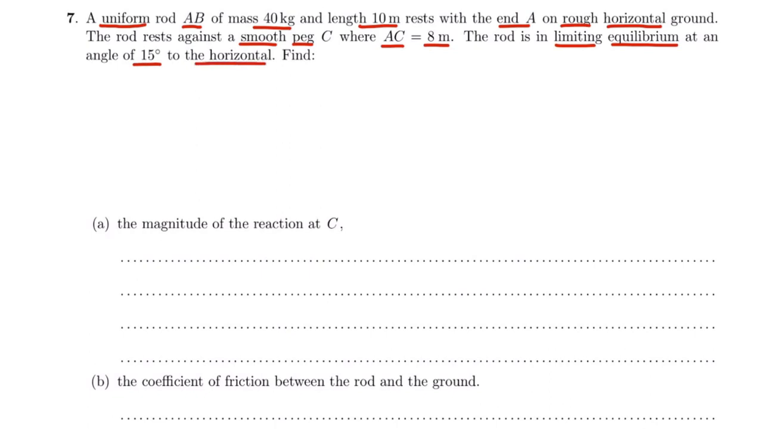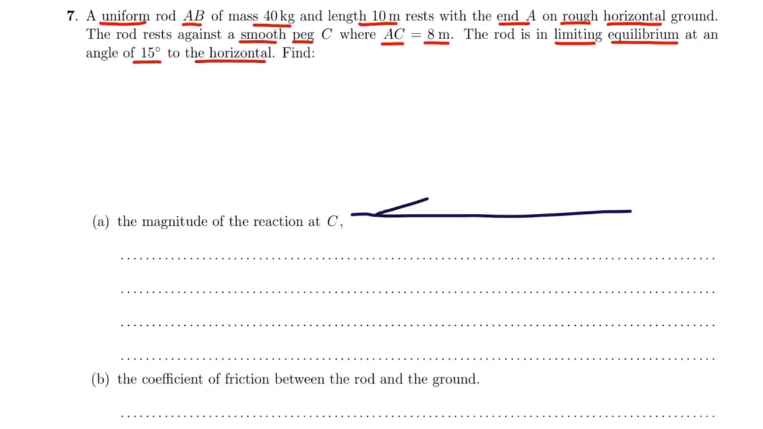The first thing we need to do is draw a really good diagram. I'm going to start my diagram here. That's the ground. Here's the rod, again at 15 degrees. Here is 15 degrees. It's leaning on a peg that's sticking out of the wall, and that's C. That's the system.